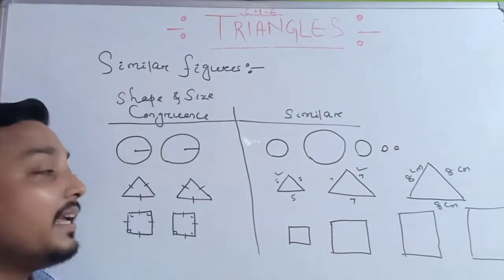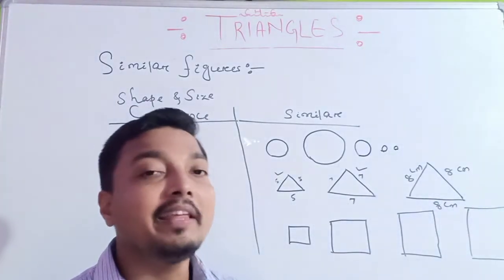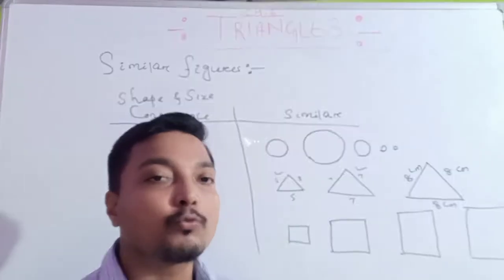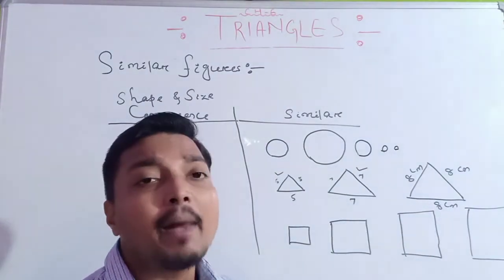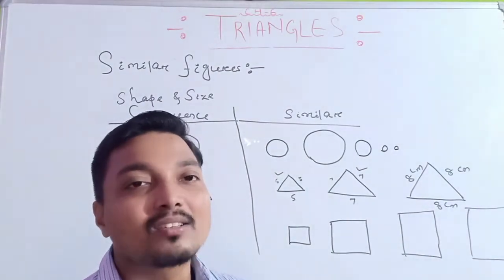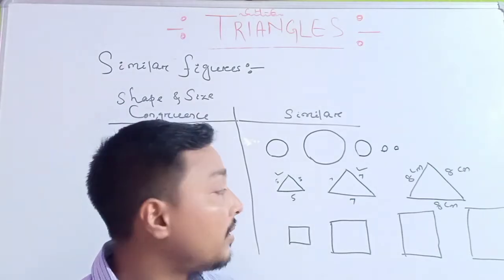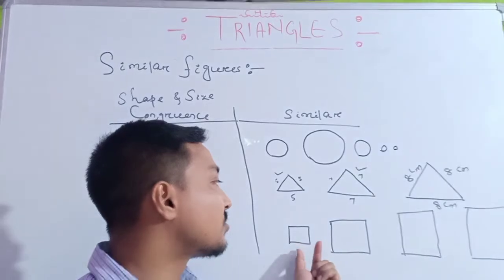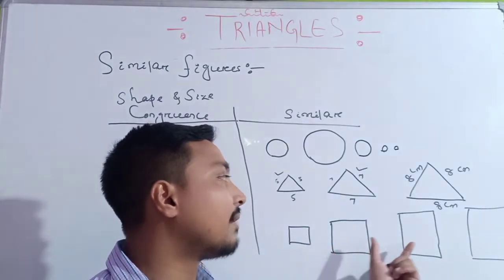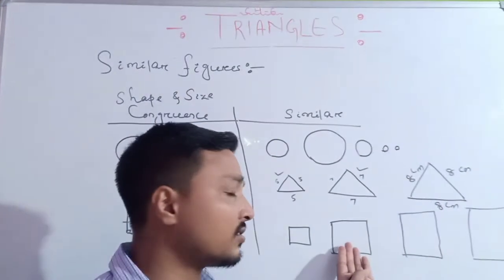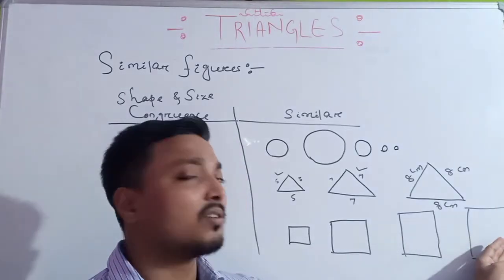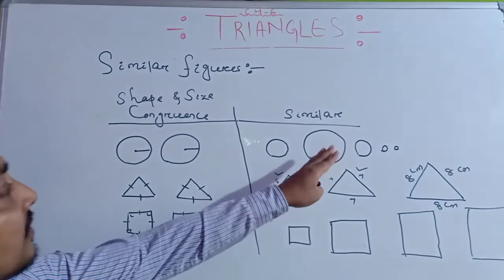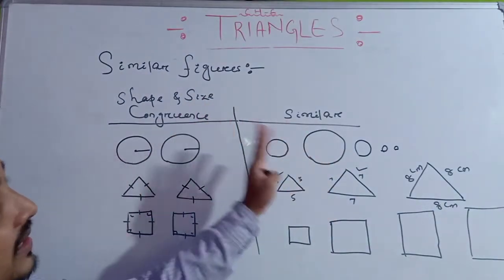From these four squares, one thing is clear: all the figures have the same shape, a square, but they vary when we compare their size. This one is the smallest, this one is a little bigger, this one is greater again compared to that, and this one is the greatest in size.